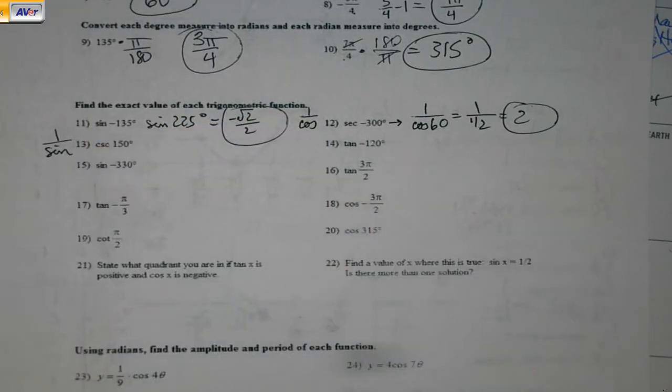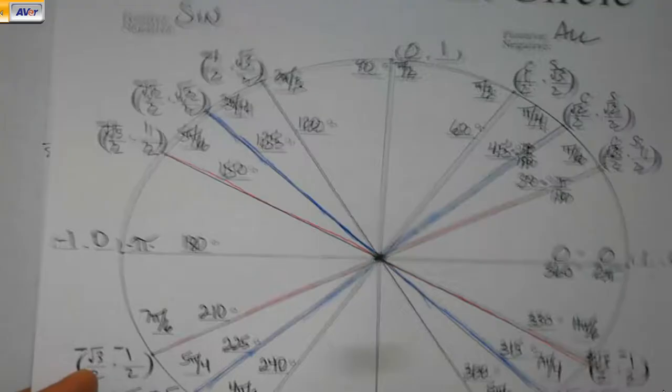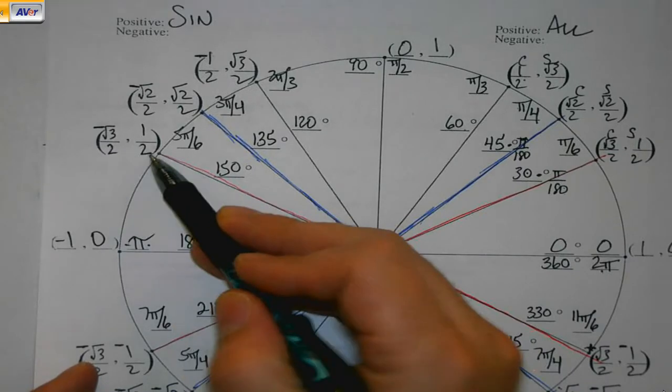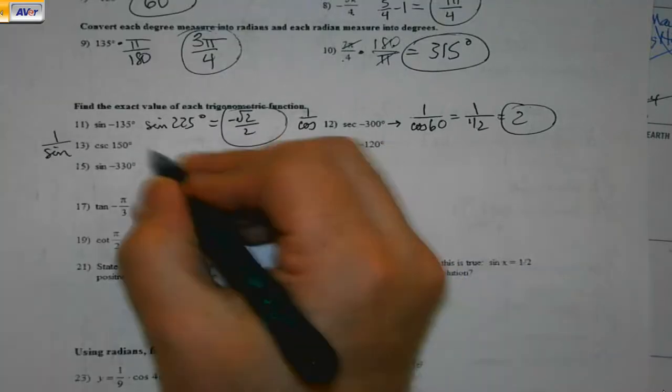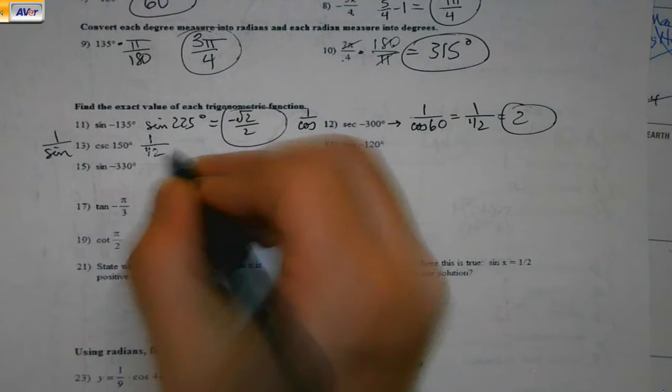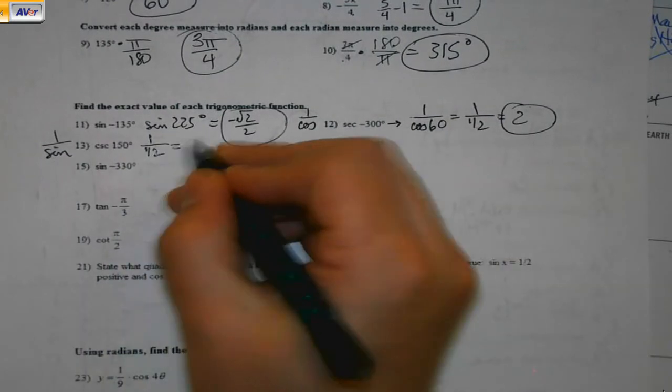Cosecant, 1 over sine. So, sine of 150. Sine of 150 is a half. 1 over 1/2. Just did that here. 2.